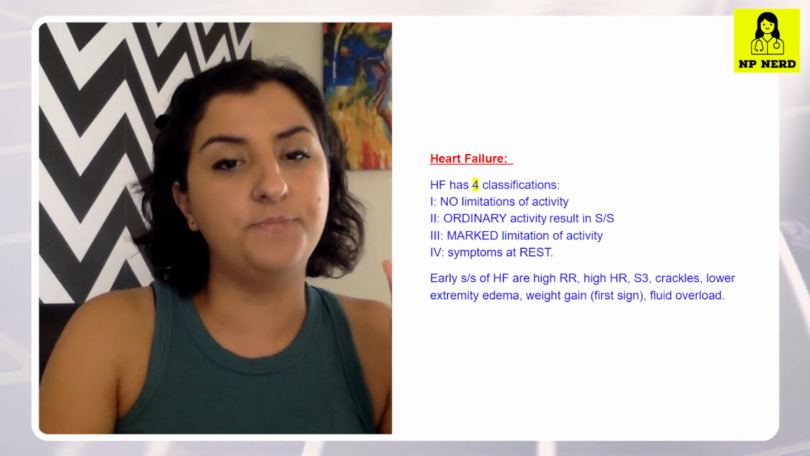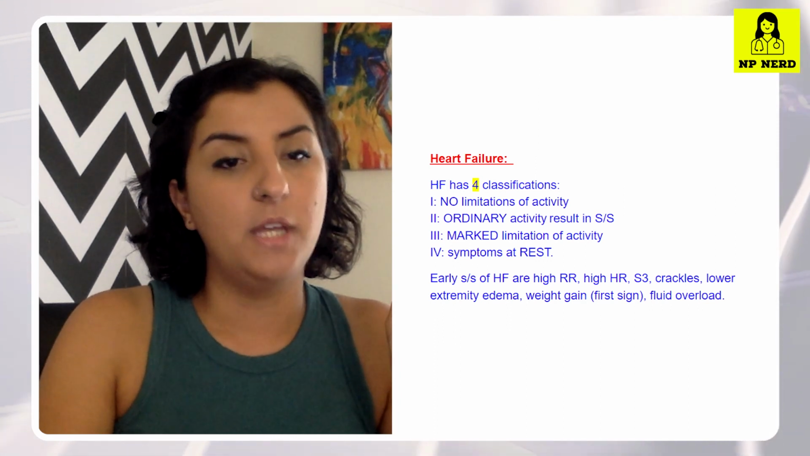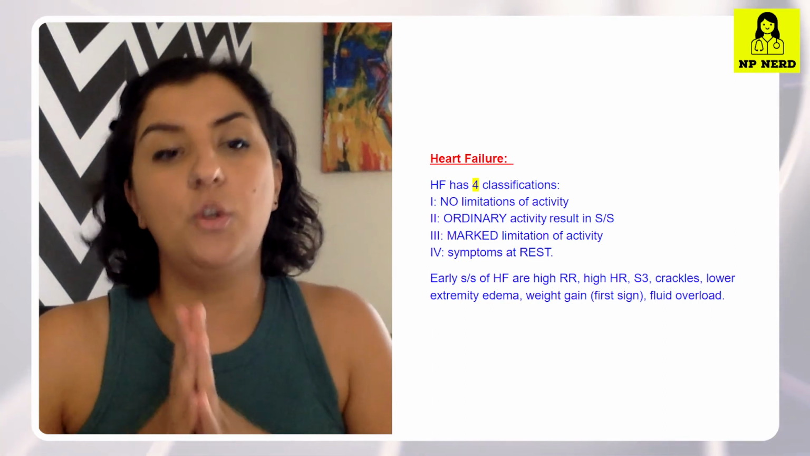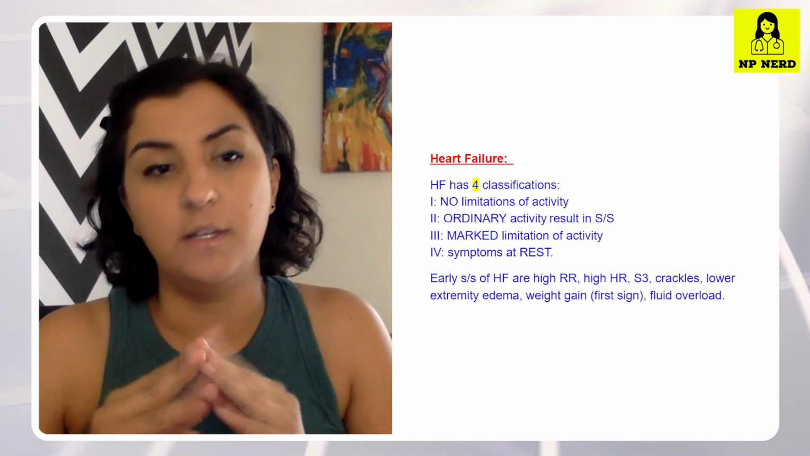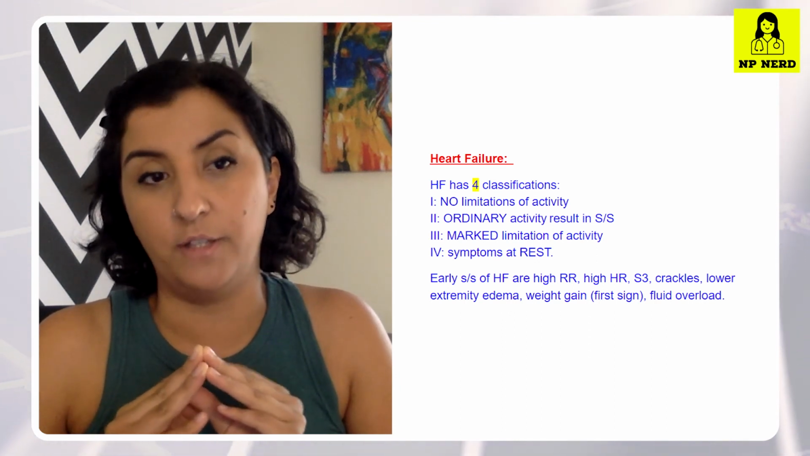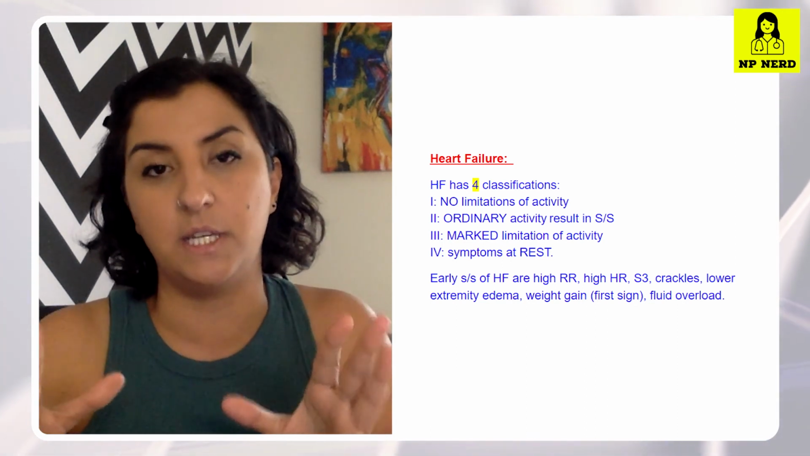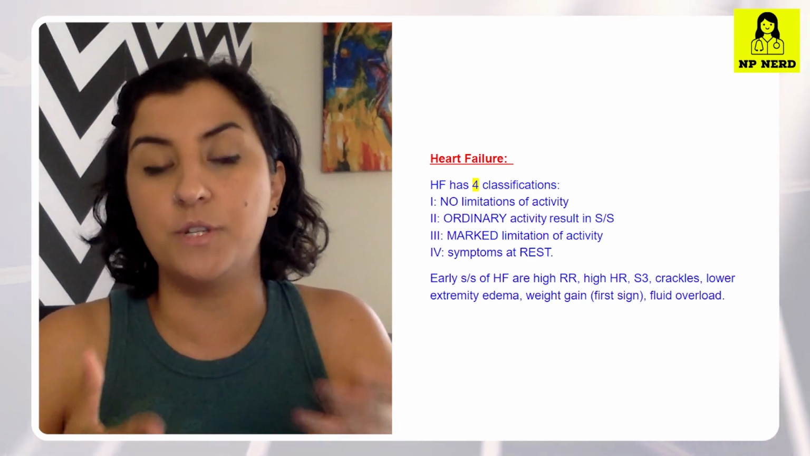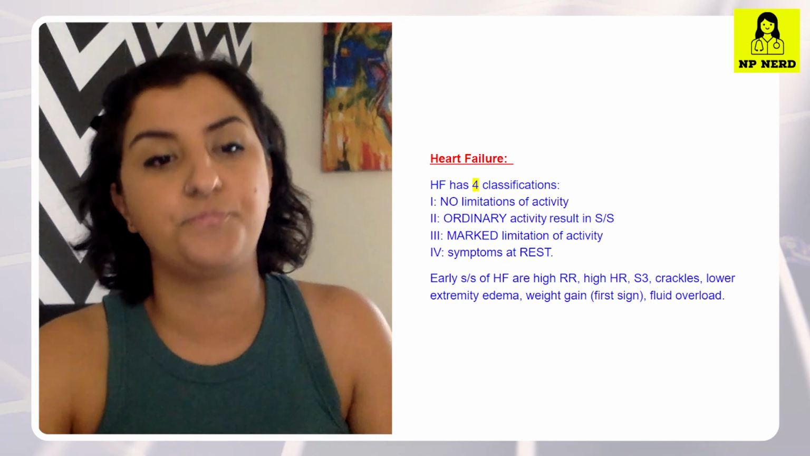So with heart failure, there's 4 classifications of heart failures, 1, 2, 3, and 4, okay? 1 is no limitation of activity. So yeah, a patient has heart failure, but they don't have any activity limitation, they're fine. The second one is ordinary activity results in signs and symptoms of heart failure. And the third one is marked limitation of activity. They really can't continue the activity anymore. They have to stop and catch their breath. And the fourth one is they have shortness of breath and they have heart failure symptoms even when they're at rest, even when they're not doing anything at all.